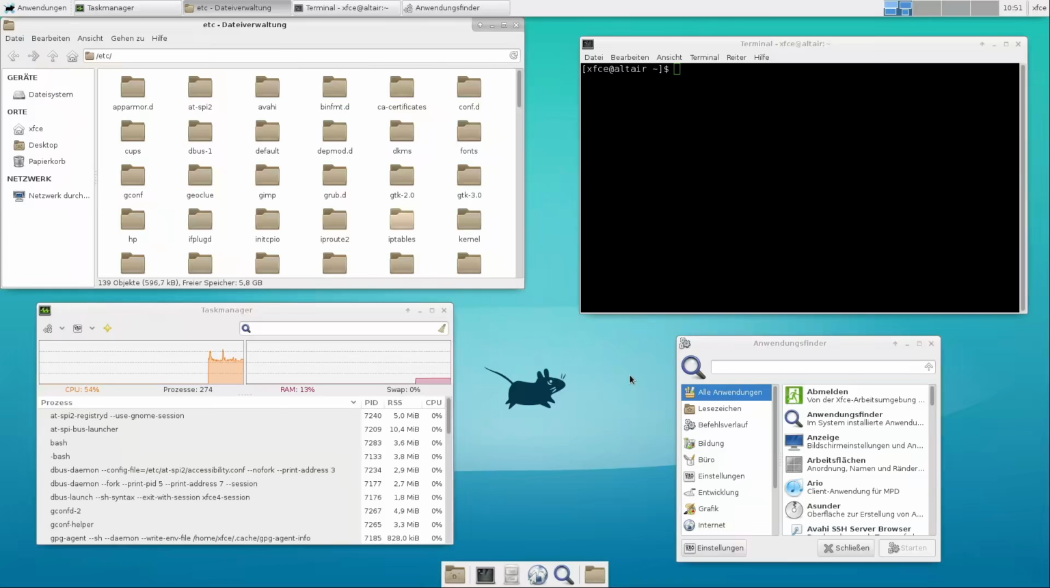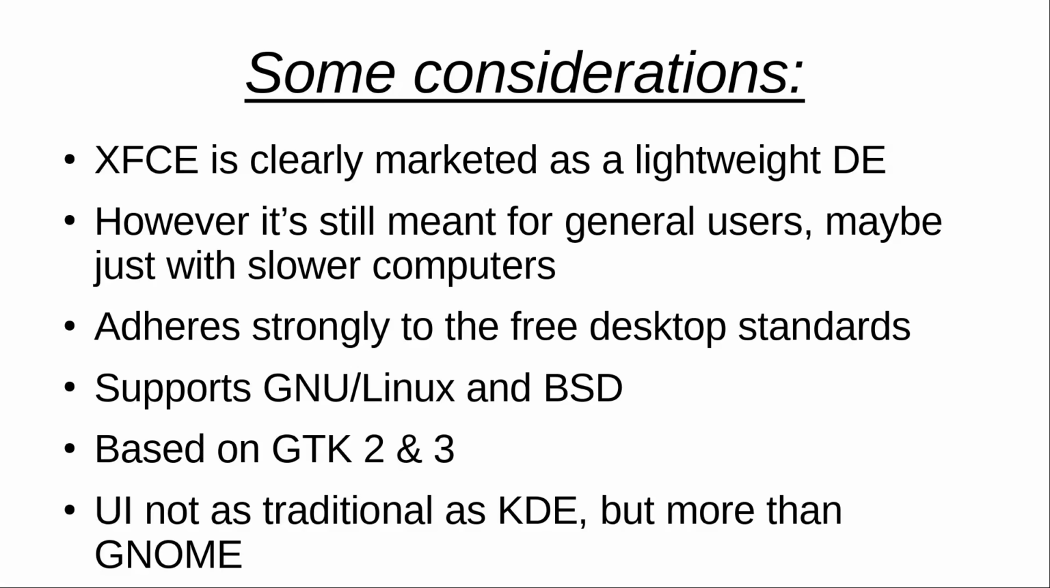As you can see, at least from this image, it looks like quite a dated design for a desktop environment, but it's highly customizable and especially lightweight for a desktop environment. But we'll talk about that later. Some considerations. XFCE is clearly marketed as a lightweight desktop environment. So unlike GNOME or KDE, where it's marketed sort of to everyone and even people with more powerful hardware, XFCE is clearly stated for people who want to use something that uses fewer resources.